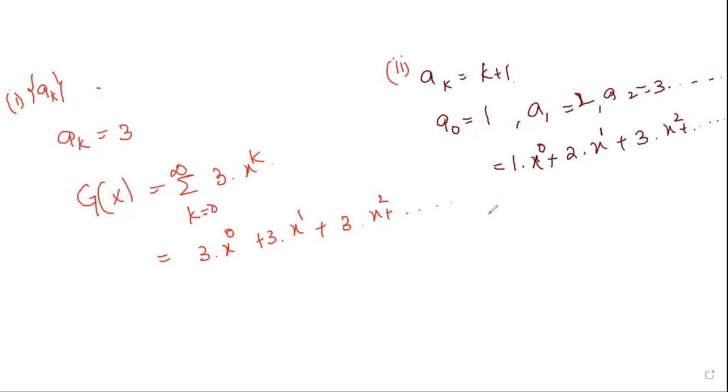Or else we can even write it in the sigma notation as the sum from k equal to 0 to infinity of k plus 1 into x power k. This way you can even give the notation. Now the next, third example is ak equal to 2 power k.